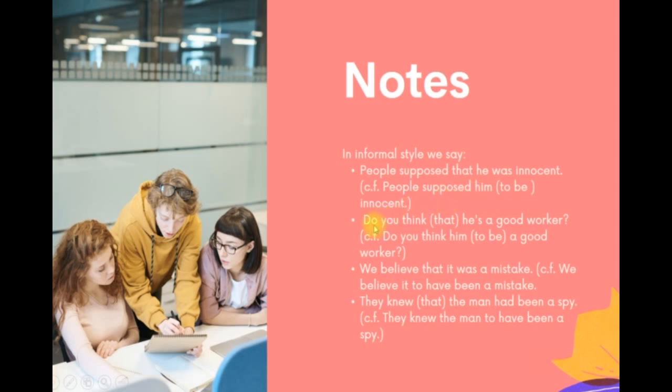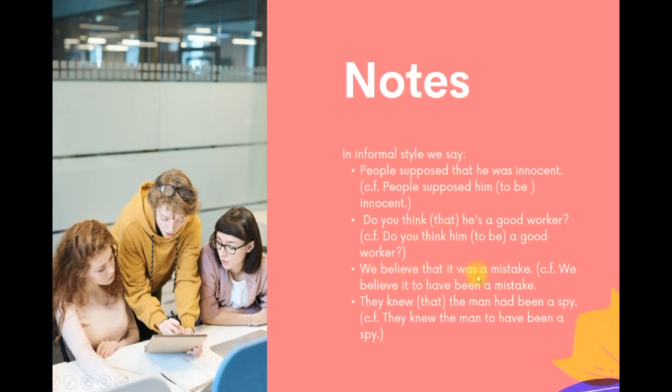And then the second sentence, do you think that he is a good worker? Or sometimes you omit that, so it becomes, do you think he is a good worker? This is also in informal style. You may compare it with the sentence, do you think him to be a good worker? So in formal style, you will need the object inserted after the verb, but in informal style, you replace the object with a clause, that clause, or without that.